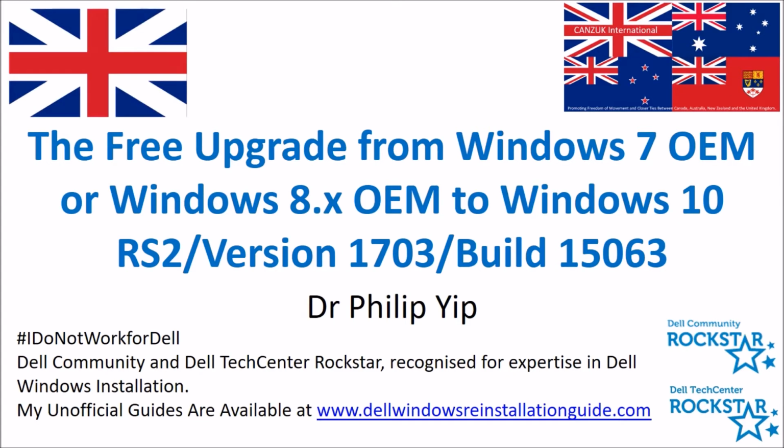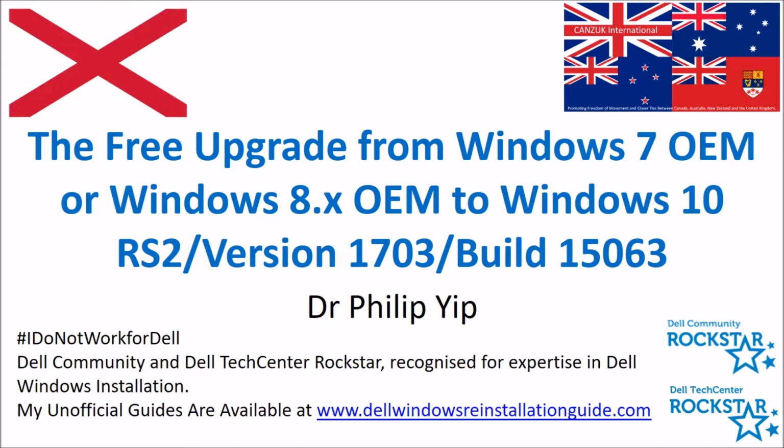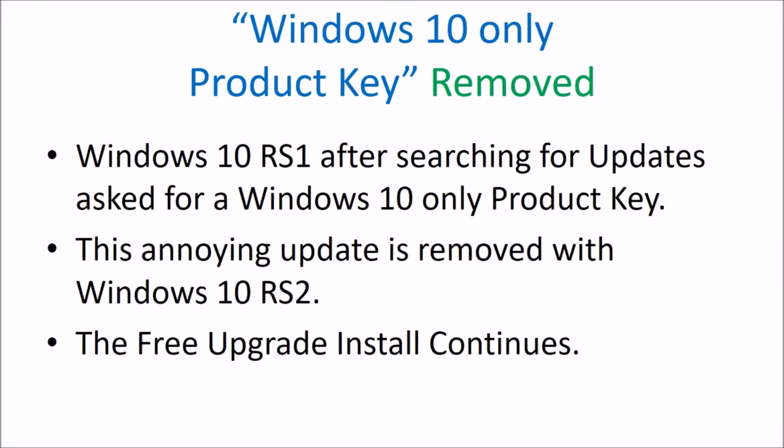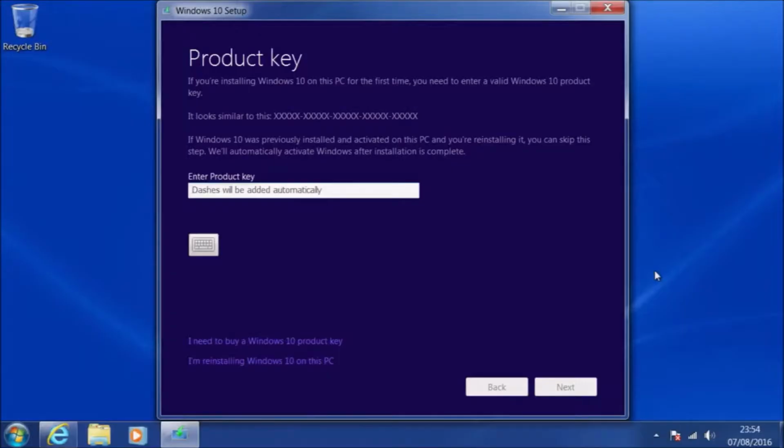So I'm going to look at the free upgrade from Windows 7 OEM or Windows 8.x OEM to Windows 10 Redstone 2, also known as version 1703 or build 15063. With Windows 10 Redstone 1, Microsoft released an annoying update which asks for a Windows 10 only product key. I'm glad to say they have now removed this annoying update and the free upgrade continues.